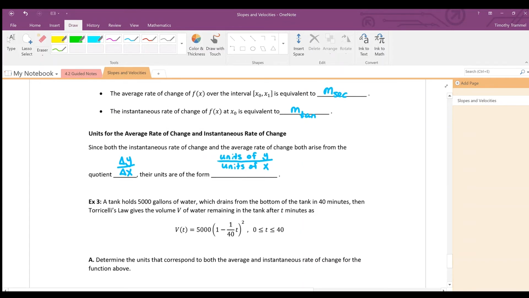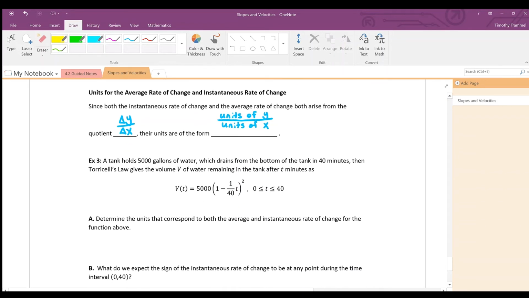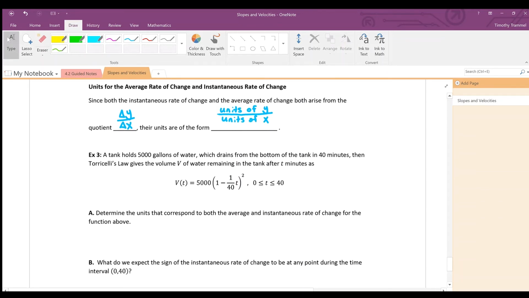Okay, and we're going to do a quick example just to get an idea of how it works. So we have a tank that holds 5,000 gallons of water and drains from the bottom of the tank in 40 minutes. And this equation right here gives us the volume of water remaining in the tank after t minutes. And so this thing only applies for t between 0 and 40. Once we get past 40, it's already empty. The model's no good at that point.